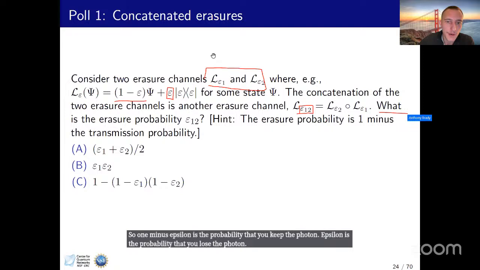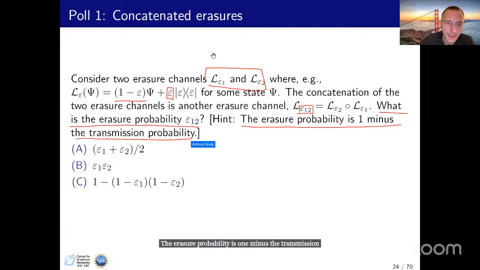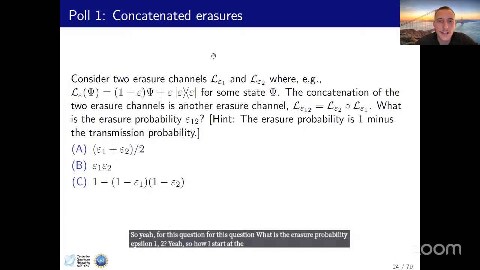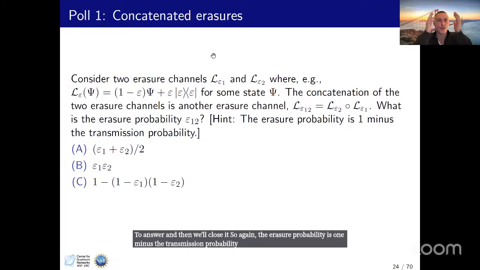So what is the erasure probability epsilon 1,2 for this concatenation of channels? Again, the erasure probability is 1 minus the transmission probability. This is the transmission probability, and this is the erasure probability. So for this question, what is the erasure probability epsilon 1,2? We'll give you about 70 seconds to answer, and then we'll close it. Try to think about what the transmission probability is to send through two consecutive channels.